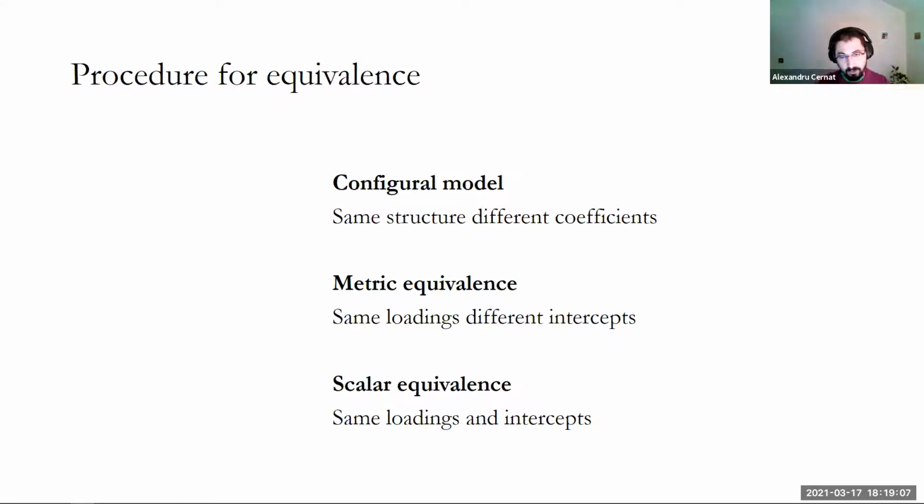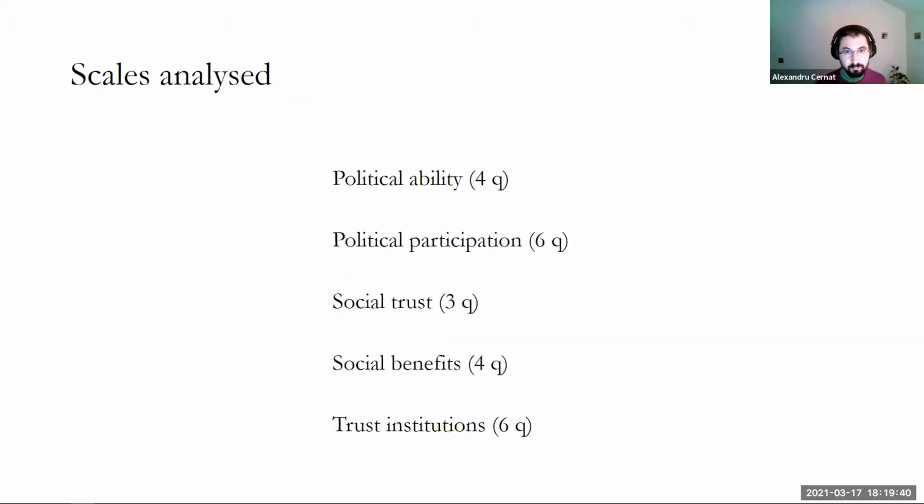The strictest type of equivalence we're going to look at is called scalar equivalence. This means that both the loadings and the intercepts are equal. Both the loadings that refer to variance and the intercepts that refer to means are the same across groups. And that means that the concept of interest can be compared. So I can compare political ability or political interest in web and face-to-face, and make a comparison that makes sense because the 2 concepts are measured in the same way.